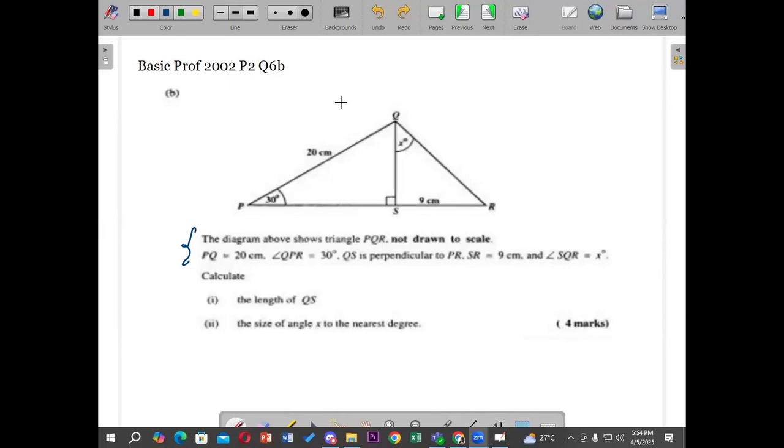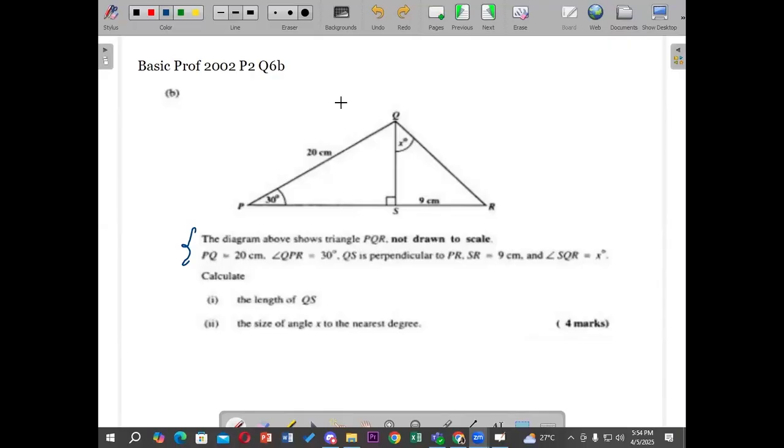So now, like I said, the length of QS. You cannot take a ruler and measure it. Don't attempt it. Once you see not drawn to scale, don't try to guesstimate because you know that side looks like 20 and that piece looks like 9. You have to use tricks. So here's how you're using your tricks.